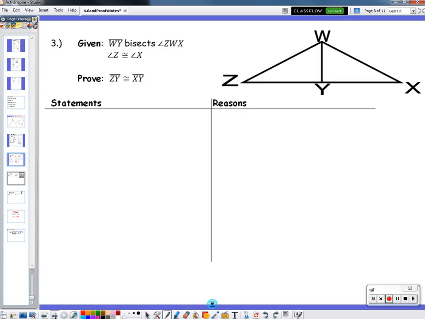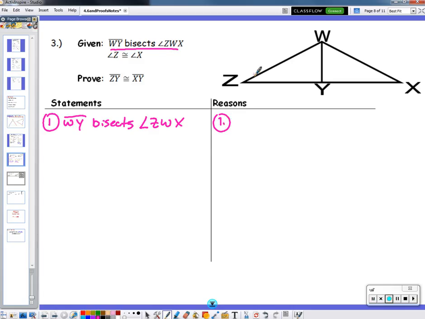Alright guys, so the good news is you're getting down the given information. So the first statement is going to be that WY bisects angle ZWX. However, when I read that statement, what's being bisected? Yeah, what's being bisected? ZWX, the angle is being bisected, right? So if the angle is being bisected, I have to look for this angle, ZWX. That's up here, right? And it's being bisected.